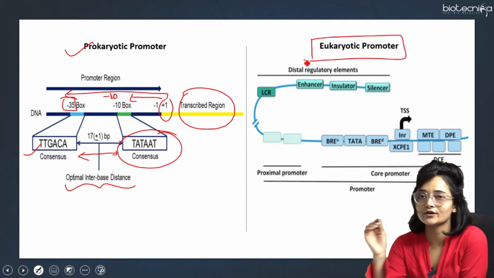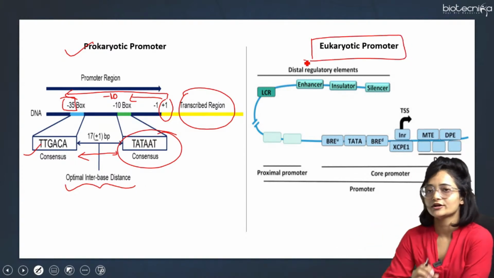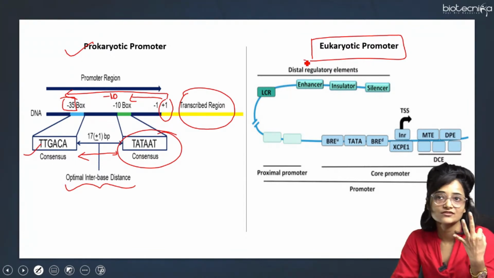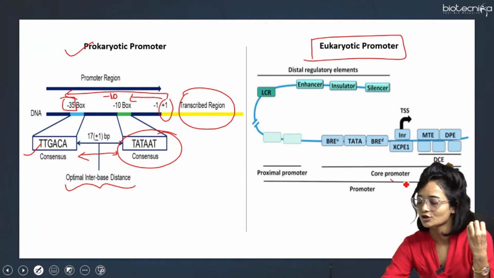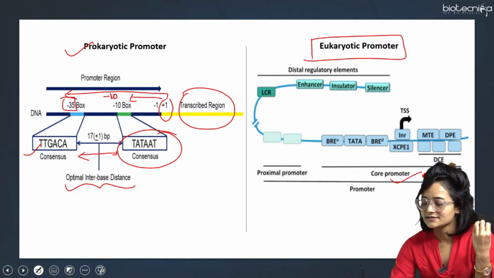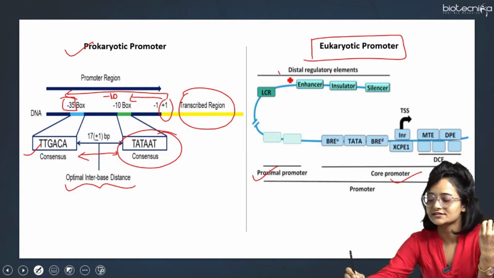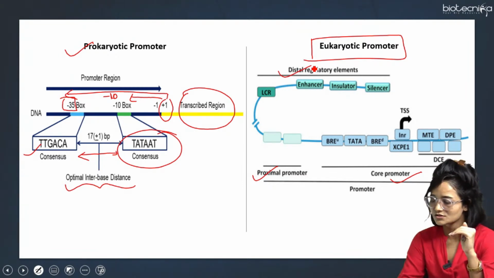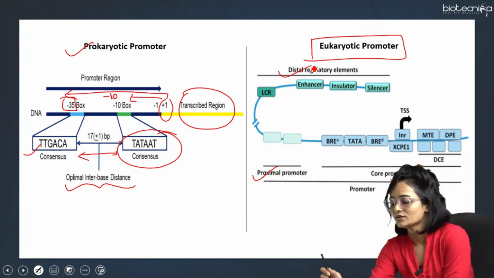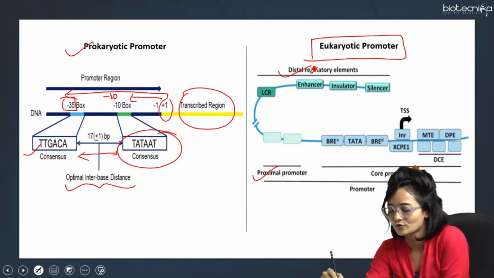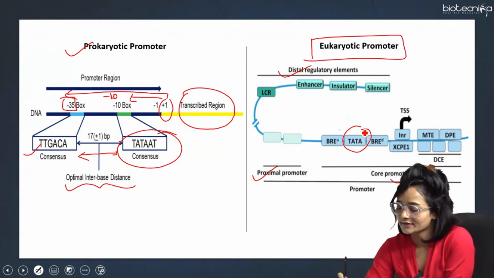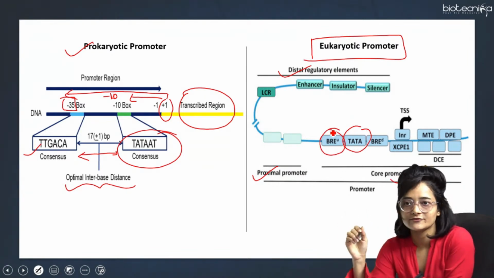Then coming to the eukaryotic promoter. Now, the eukaryotic promoter is quite complex, and as we discussed, there are 3 major parts of the eukaryotic promoters. First is the core promoter, second is the proximal promoter, and third is the distal, that is, the regulatory elements are present here. So for the core promoter, as we know, there would be the TATA box which is present, right? This is very important, it is mandatory. There is a BRE region which is also present.